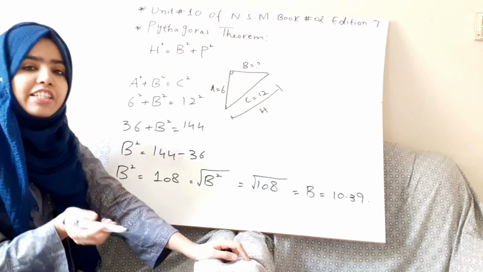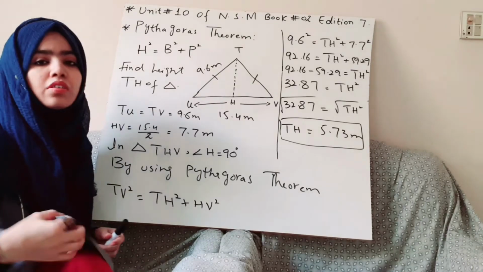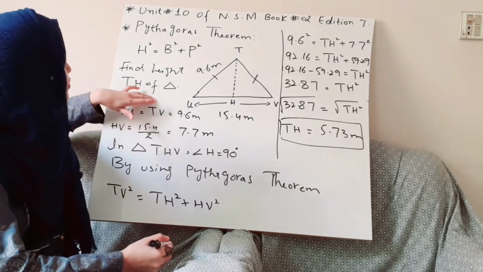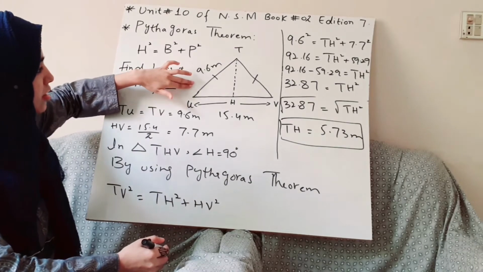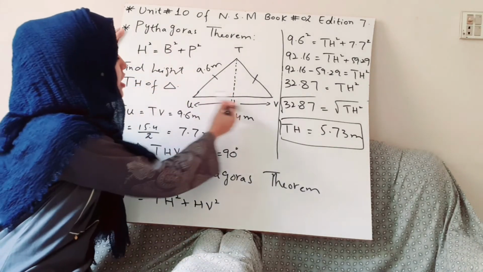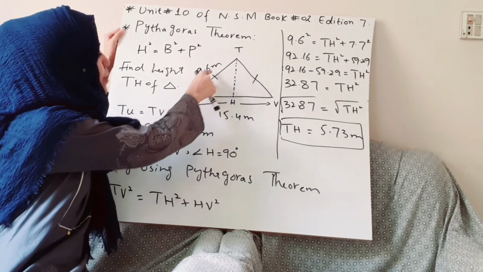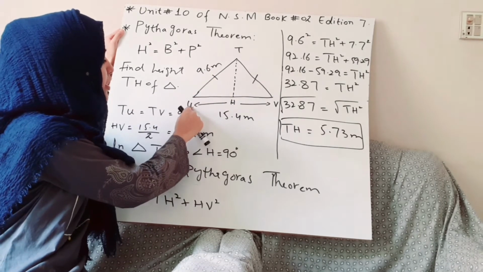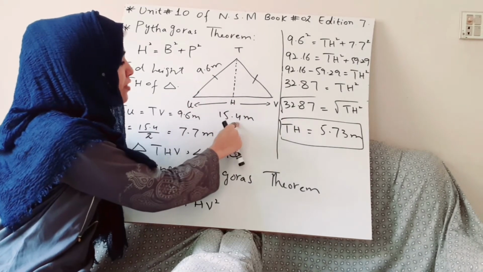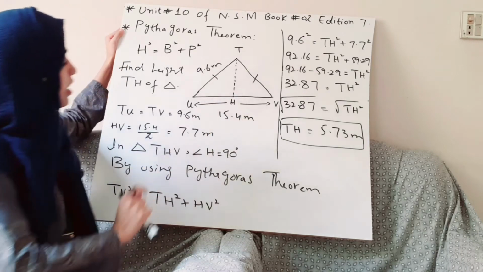So let's take another example, in which we are given this figure. You can see this figure. In this figure we are given 9.6 meters. We are given the U to V distance, 15.4, and that point is H.